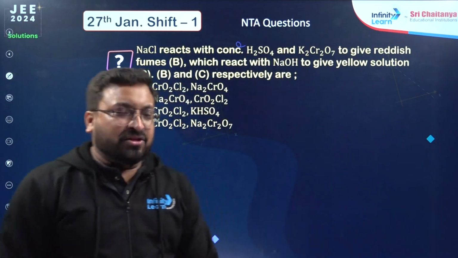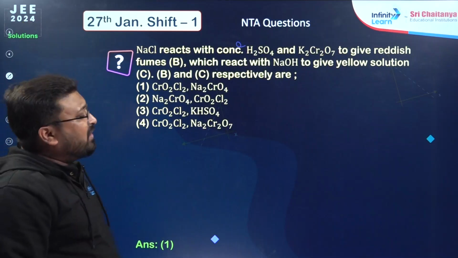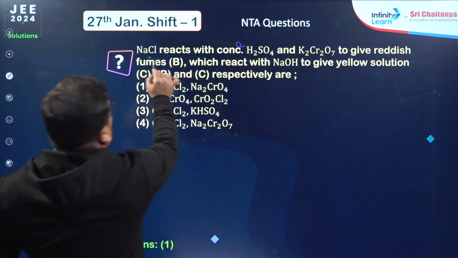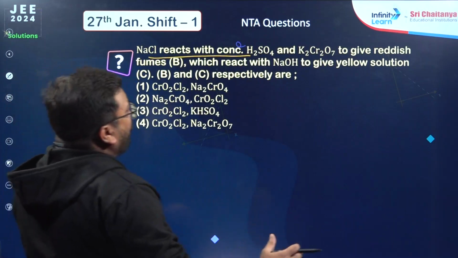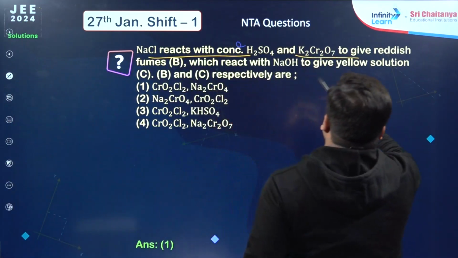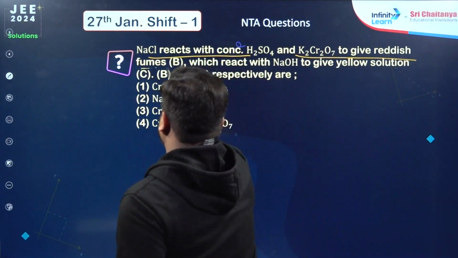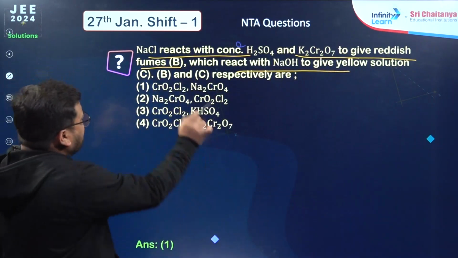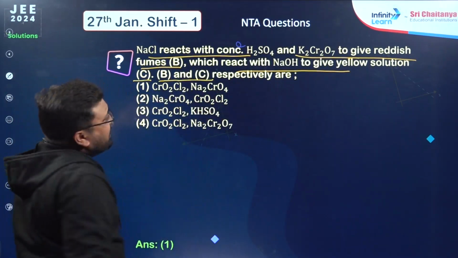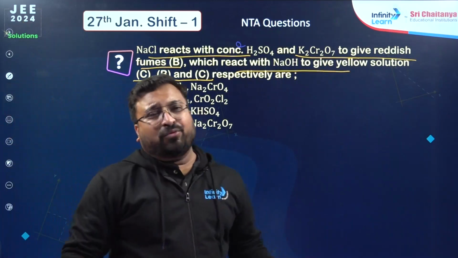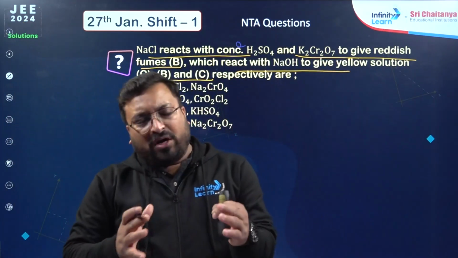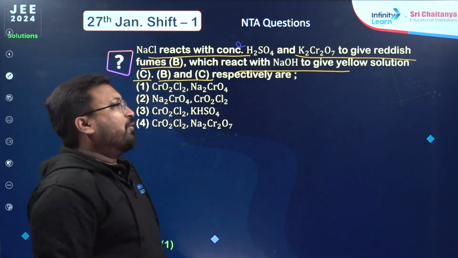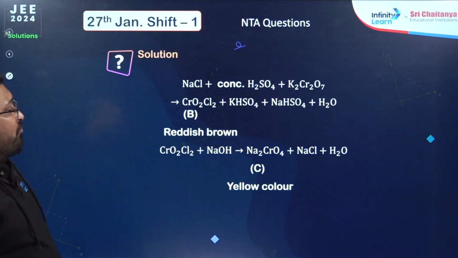Okay, and you will find these details in the salt analysis lab manual of NCERT. Okay, NaCl reacts with concentrated H2SO4 and K2Cr2O7 to give reddish fumes B, which react with NaOH to give yellow solution C. So identify B and C respectively. I don't want to give you a lot of details right now, but this is the chromyl chloride test. Okay, so what are the reactions involved in this?